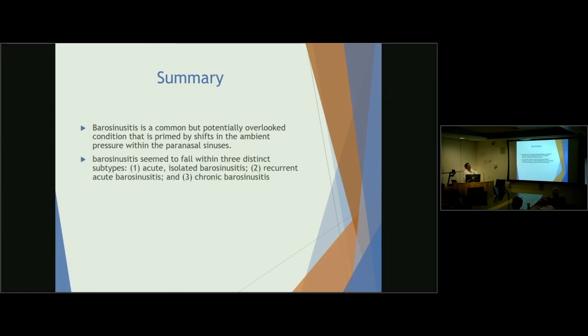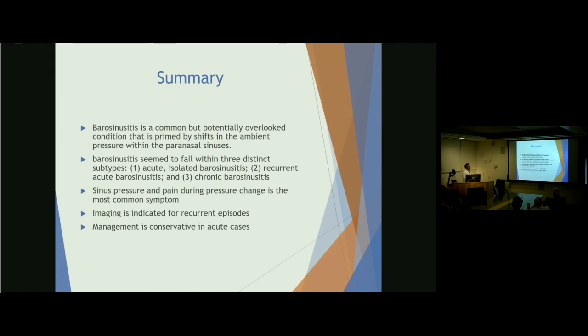So, barosinusitis classification. Sinus pressure and pain is the most common symptom, followed by epistaxis. Imaging is indicated probably only for recurrent or chronic episodes. For an acute isolated episode, you don't want to scan them, as management is mostly conservative in acute cases. Surgery is indicated in some recurrent acute cases and chronic cases, with good career-saving outcomes based on the flight surgeons' papers.